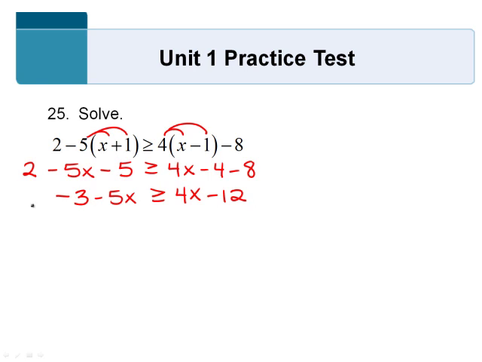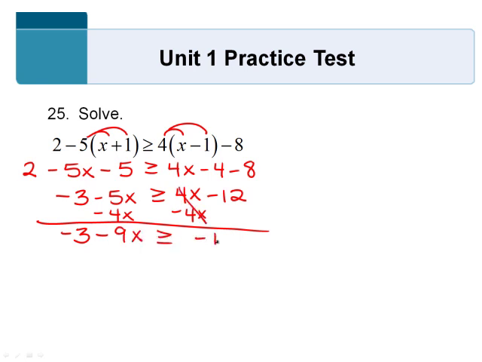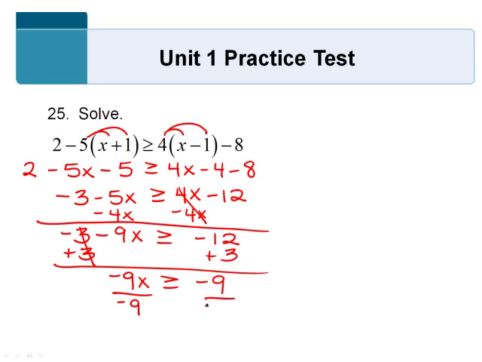Now I'm going to start moving my variables to the left. So I'm going to subtract 4x from both sides. So negative 3 comes down, and negative 5 and negative 4 is negative 9x is greater than or equal to negative 12. Now move the constants to the right. So I'm going to add 3 to both sides, and the 3's cancel, and I have negative 9x is greater than or equal to negative 9. And divide by negative 9 so that we get that x by itself.